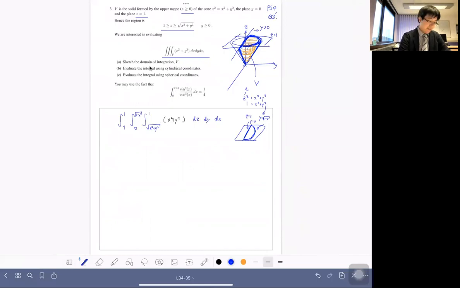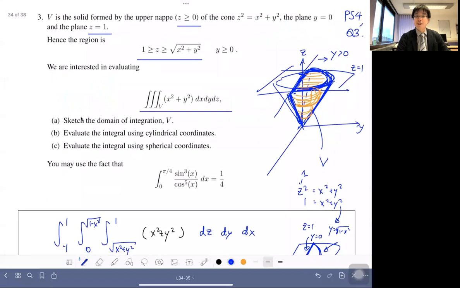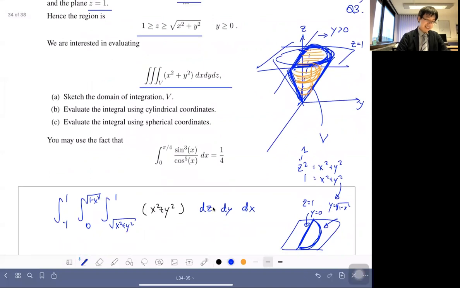Obviously, this question specifically is asking you to sketch the domain of integration, but then try to do this in cylindrical coordinates, not in Cartesian, because that's not a very nice function to do in Cartesian, but in principle, it's possible, right? So that's how you set all the limits.